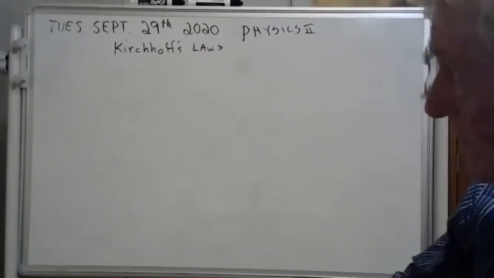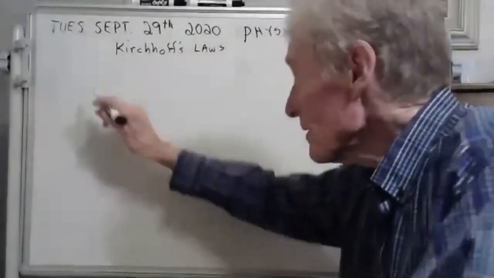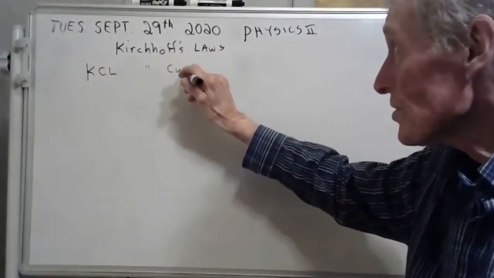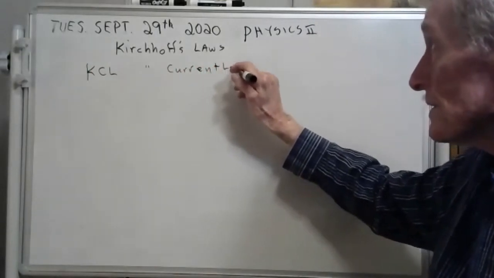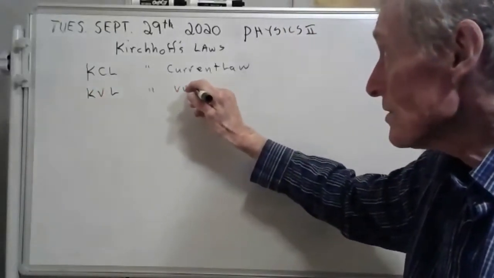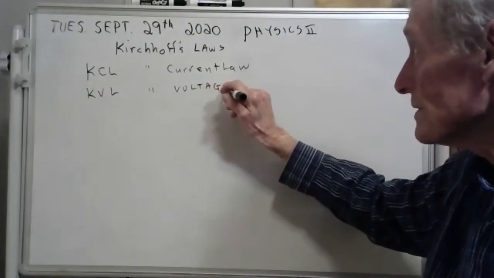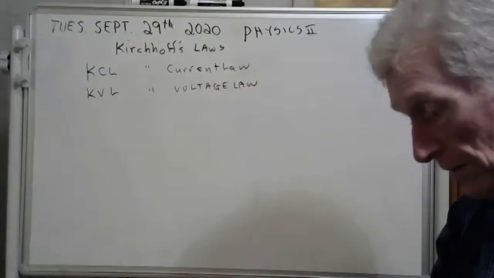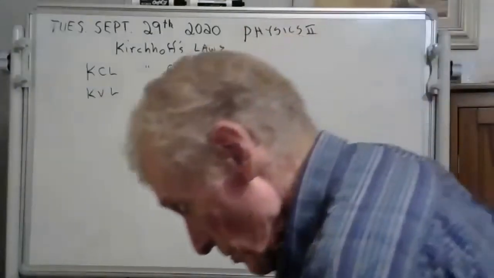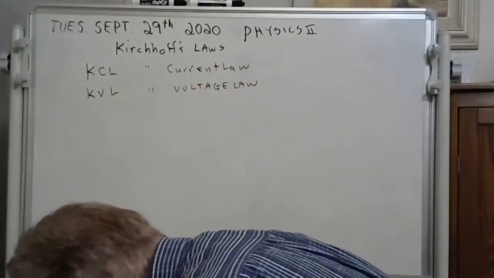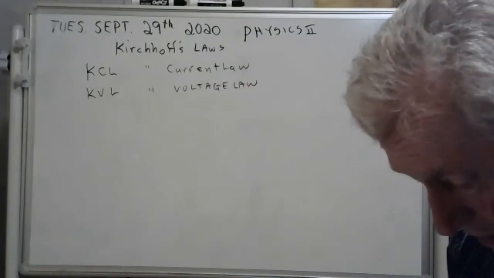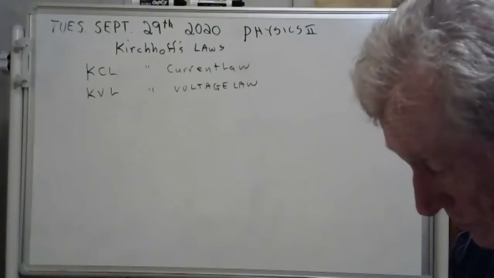He has his current law, KCL. That's Kirchhoff's current law. And he has KVL. That's Kirchhoff's voltage law. Now these laws, these Kirchhoff's laws, you can use them on a lot of different circuits. I won't say on every circuit, but they'll do thousands of different circuits.